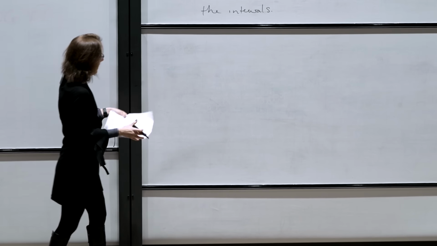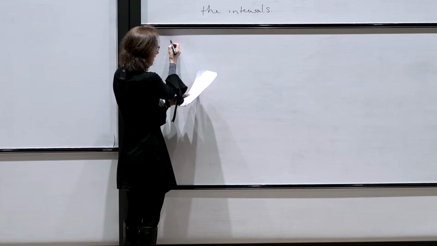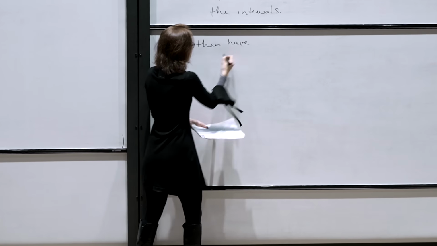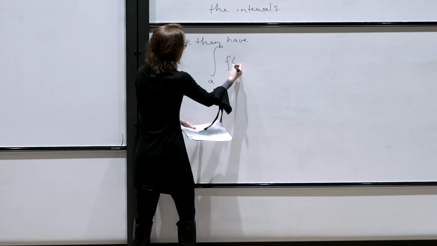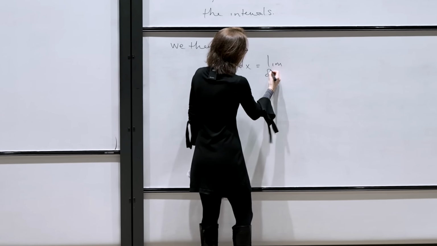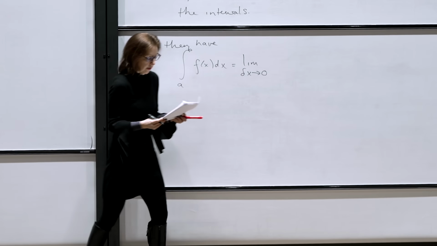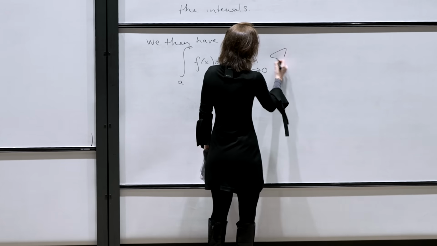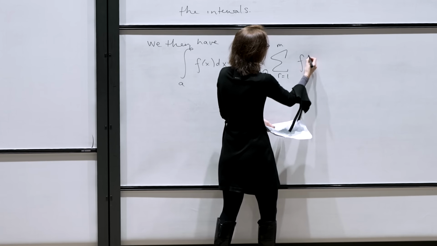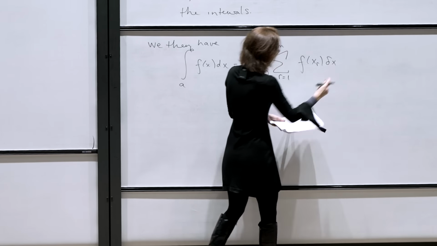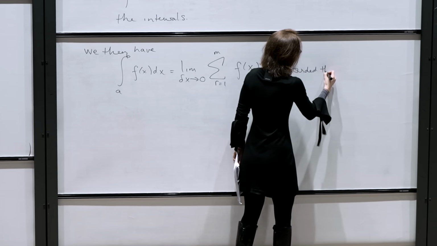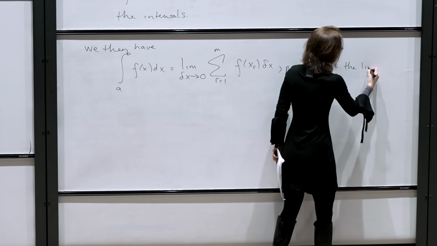Okay, and then we can say, so we then have that the integral from a to b of f of x dx is given by the limit as that interval tends to 0, so delta x to 0, of the sum from r equals 1 to m of f of x_r delta x, provided that the limit exists.